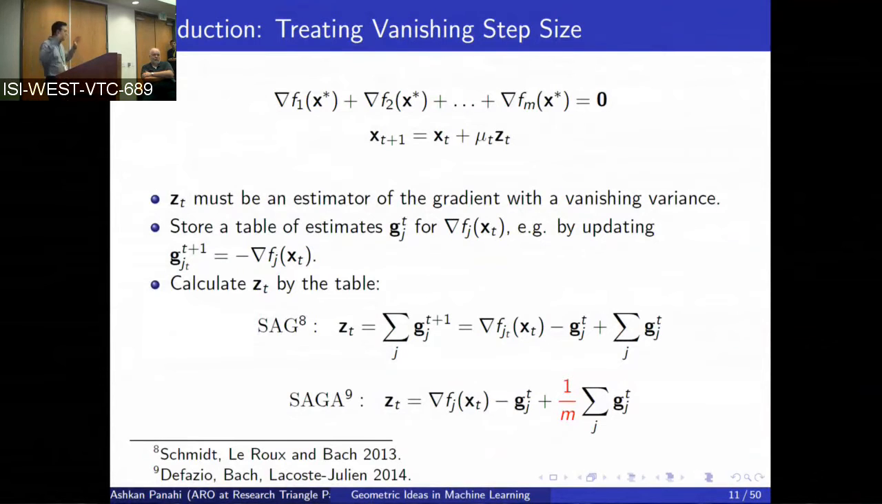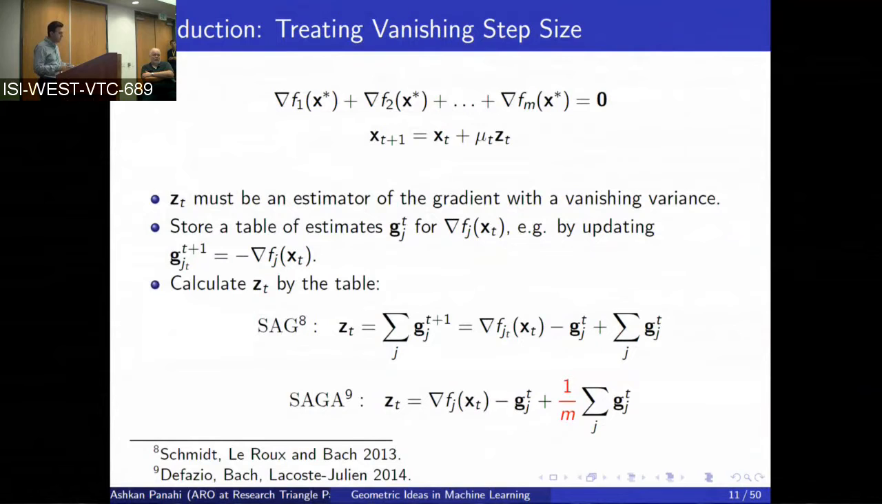One idea is that you make a table of different gradients. So for each term, you will have one entry in this table, keeping the last gradient that you have calculated. So instead of throwing away the gradients, you put them in a table, and then you use it. A very simple idea is that you just add them and use it as an estimate of the gradient. This is called the SAG algorithm.